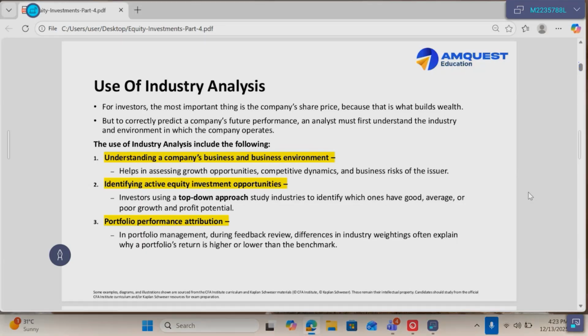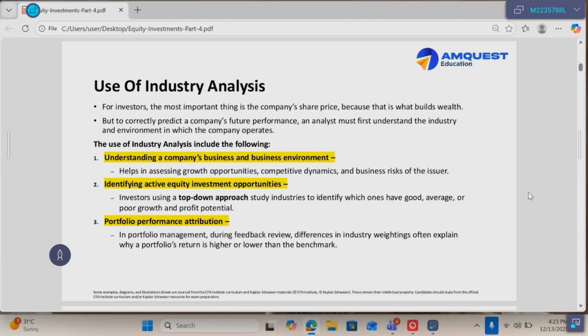Okay, so what is the primary use of industry analysis? For investors, the most important thing is the share price, because you are investing money in a share today, the share price goes up and ultimately you're building wealth. One more thing that you have to understand, which many of you will be aware of, the share price of a company is a determinant of its future expected performance and not its historical performance. So if a company is expected to outshine in the future, then the share price obviously will go up. So the share price is reflective of the future expected performance.